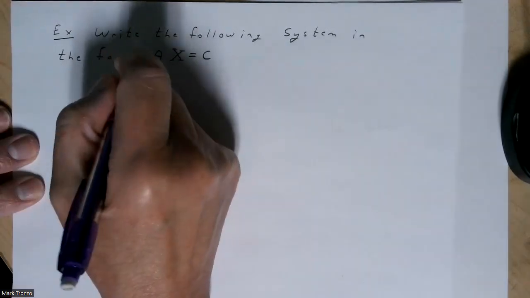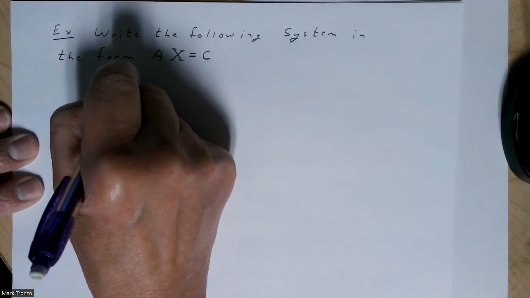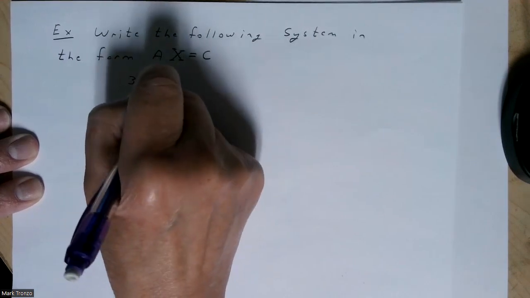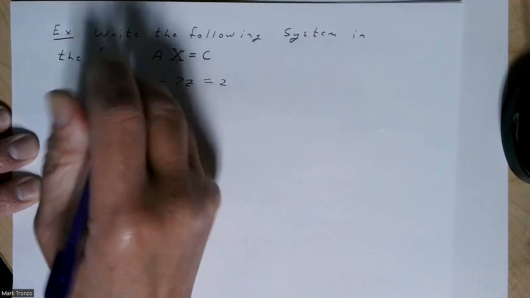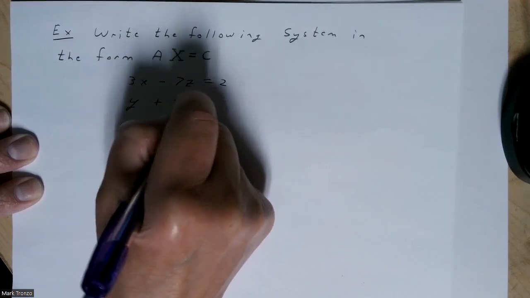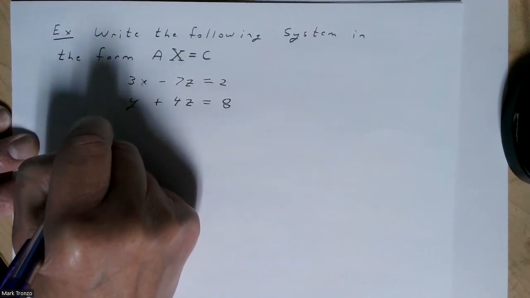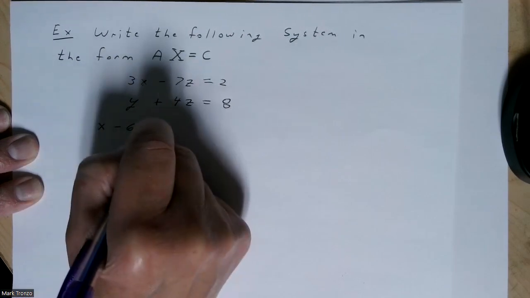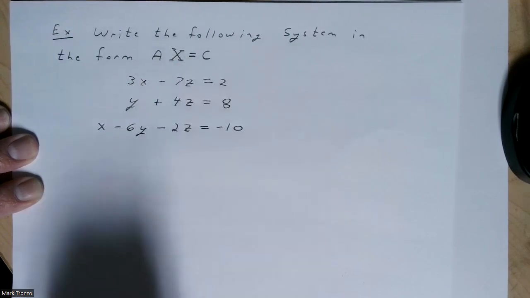Let's do the same thing for this set of equations. Let's say we have 3x minus 7z equals 2, y plus 4z equals 8, x minus 6y minus 2z equals minus 10, like this.